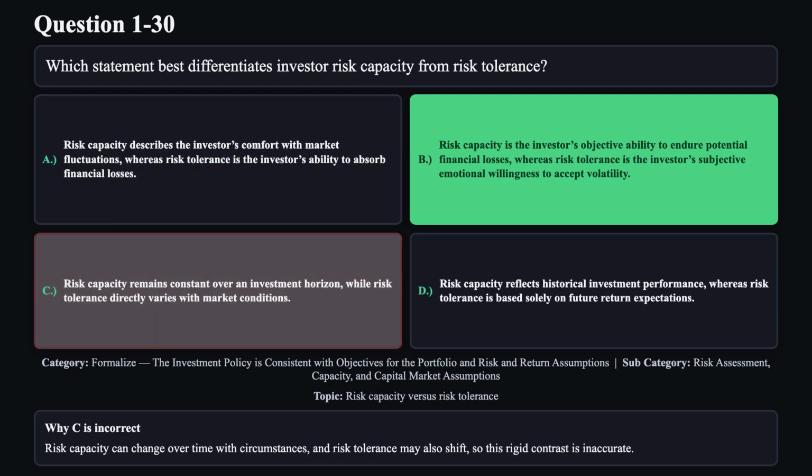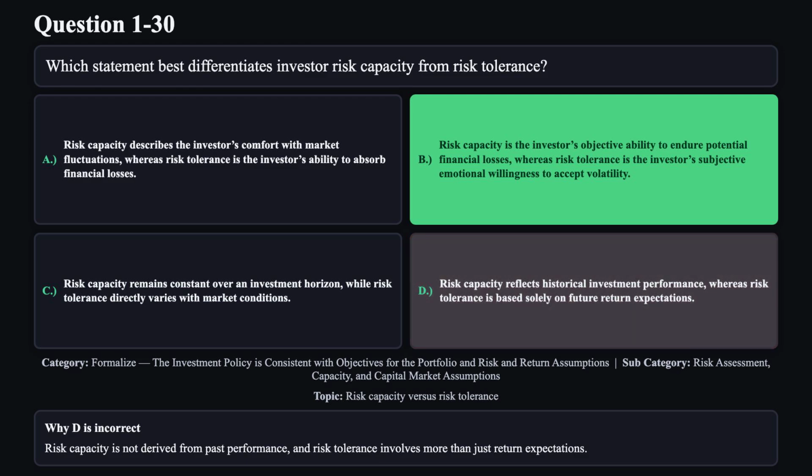Reason C is not correct. Risk capacity can change over time with circumstances, and risk tolerance may also shift, so this rigid contrast is inaccurate. Reason D is not correct. Risk capacity is not derived from past performance, and risk tolerance involves more than just return expectations.